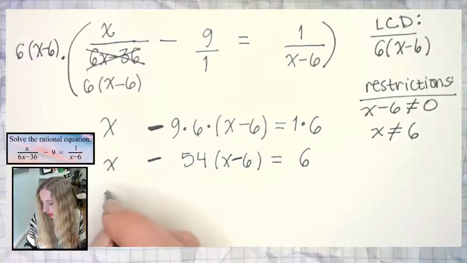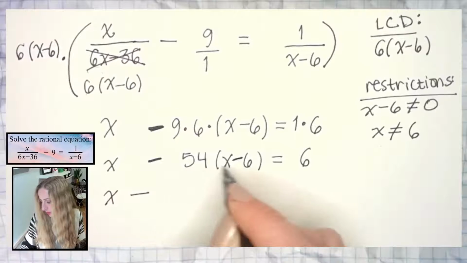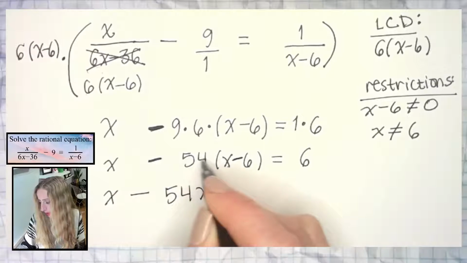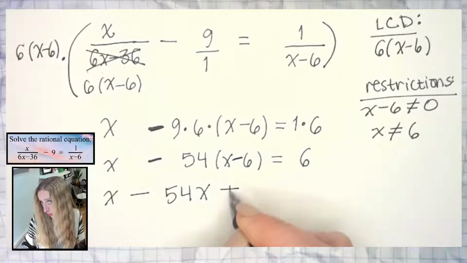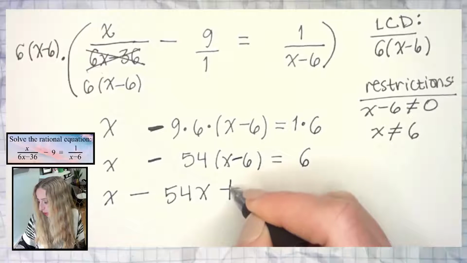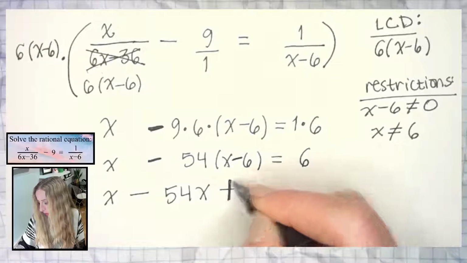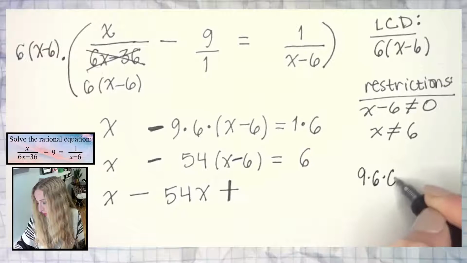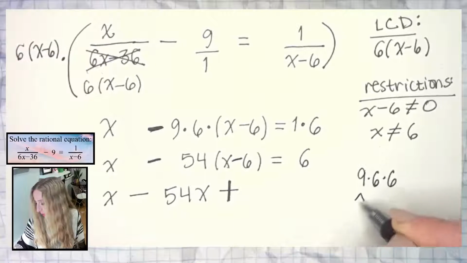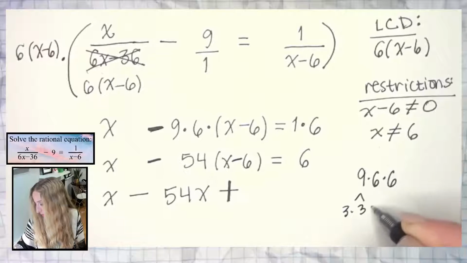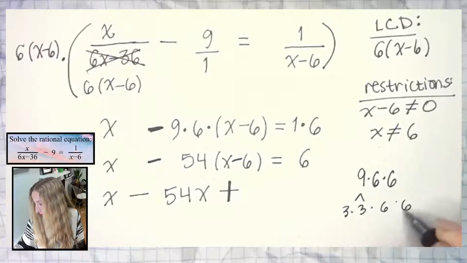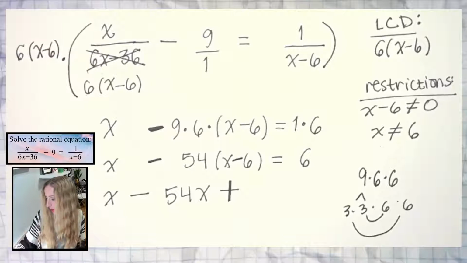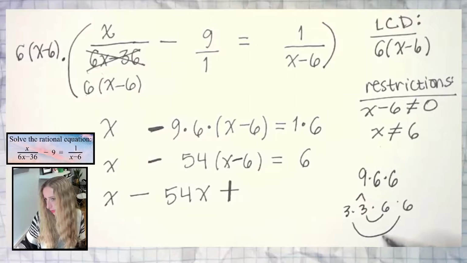All right. X minus 54 times x, well, that's just 54x. Negative 54 and negative 6 will become plus. Now, try to refrain from grabbing your calculator. 54 we just saw was 9 times 6, and we're multiplying it by 6. 9 is really 3 times 3, and we still have 6 times 6. So that means we're really concerned with 18 times 18.